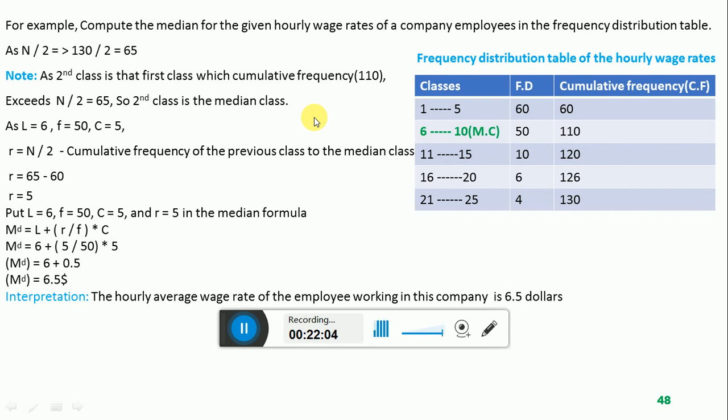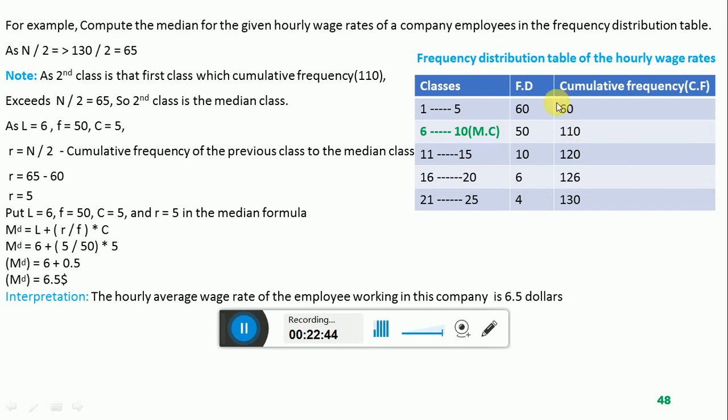When we are looking for the median class, n divided by 2 is 65, and the second class, whose lower limit is 6 and upper limit is 10, is the median class, represented by green color. M for median, C for class. The median class is the second class. Why? Because the cumulative frequency of the second class, 110, exceeds n over 2, which is 65.